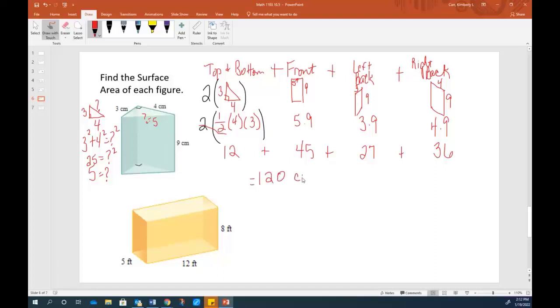Now for my units, it was measured in centimeters. This is area, so it's centimeters squared. That's your answer.